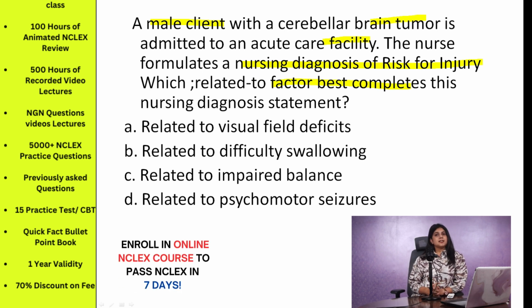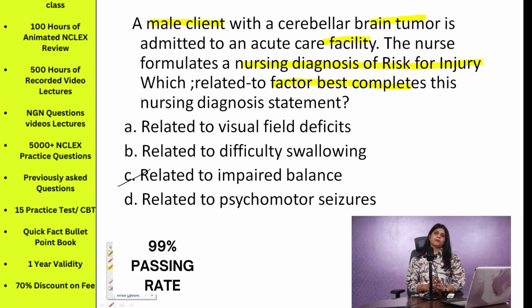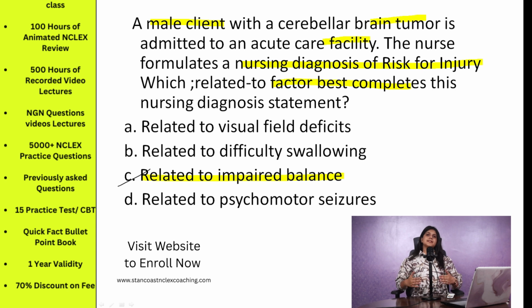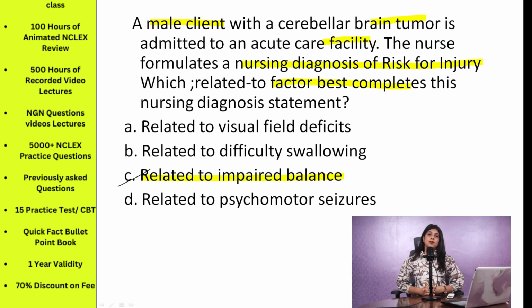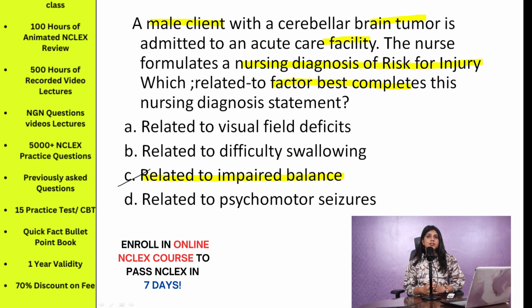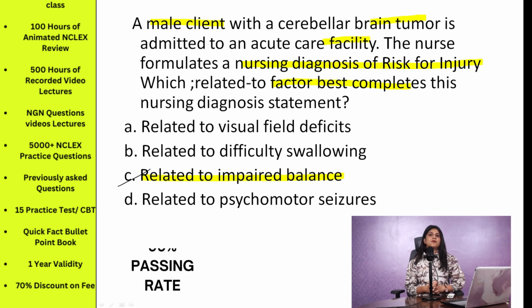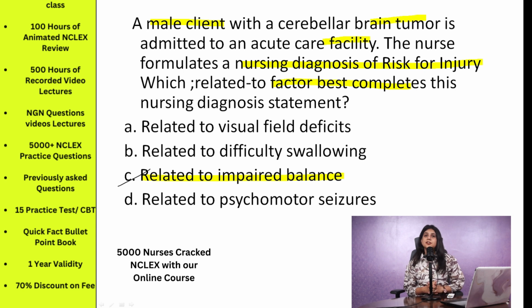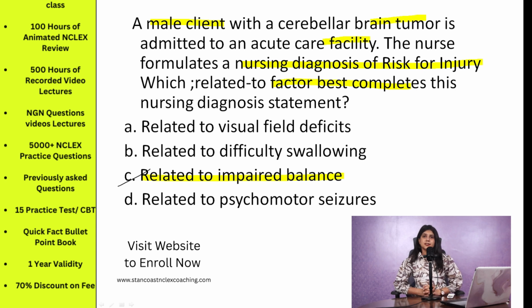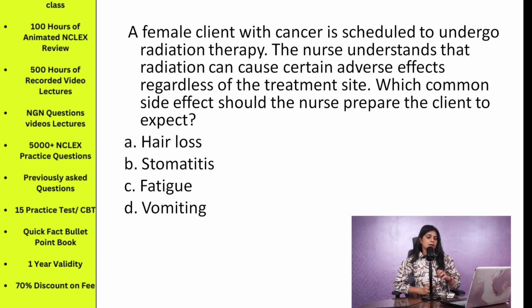Correct answer: C. Related to impaired balance. The cerebellum is responsible for coordination, balance, and motor control. A tumor in this region can cause impaired balance, increasing the risk of falls and injury. Option A refers to visual field deficits, which are more commonly associated with occipital lobe tumors. Option B refers to difficulty swallowing, dysphagia, which is more related to brainstem or cranial nerve involvement. Option D refers to psychomotor seizures, which are typically linked to temporal lobe dysfunction rather than cerebellar tumors. Let's keep the momentum going with the following question.